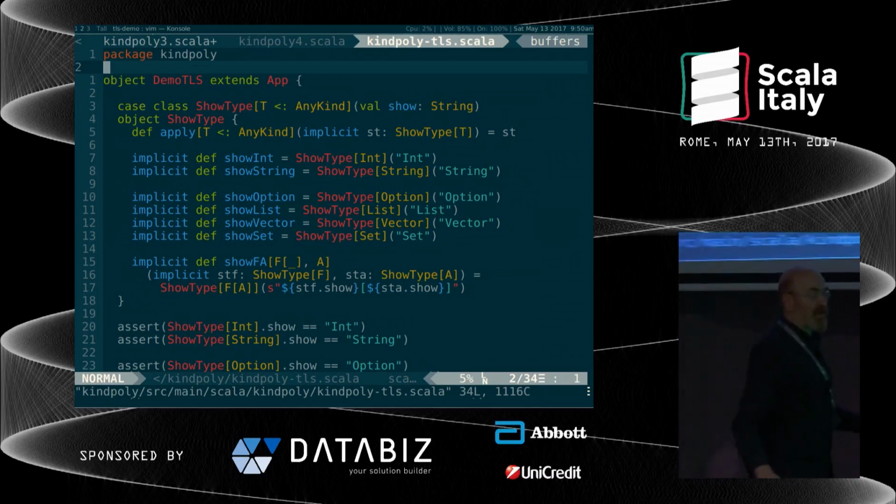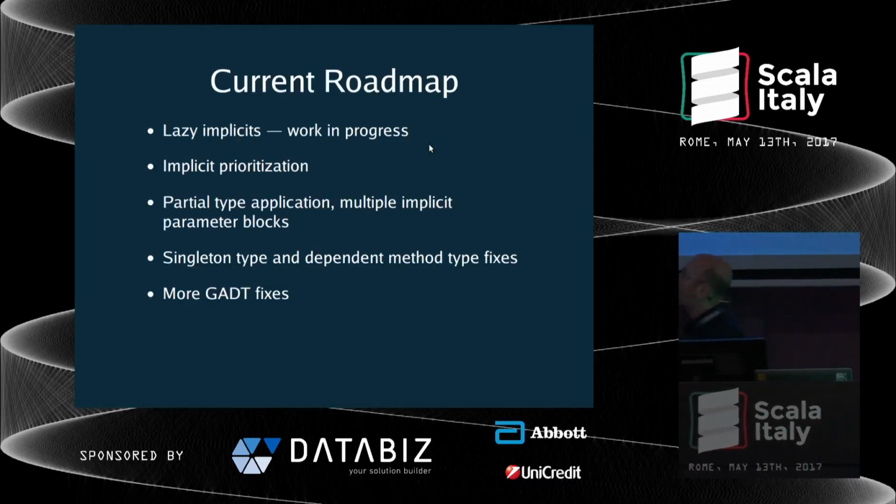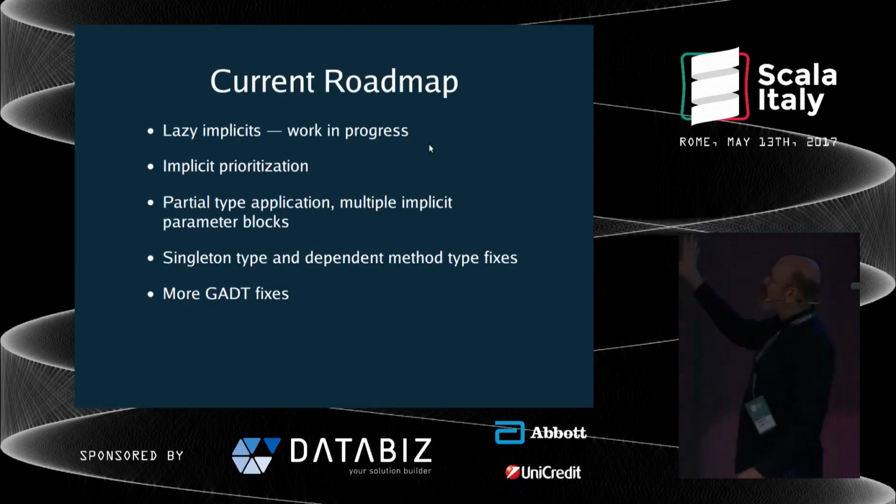The roadmap, last slide, is this. So lazy implicits I've mentioned. Implicit prioritization is very high on the list. And those are the main things, I guess. Those top two are actually the ones that are going to get dealt with first.